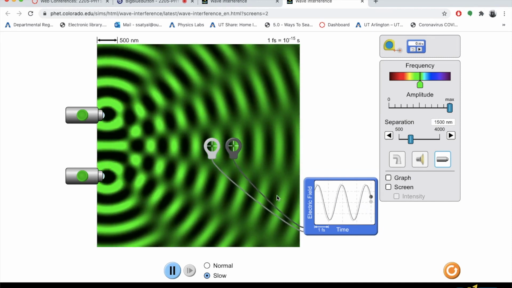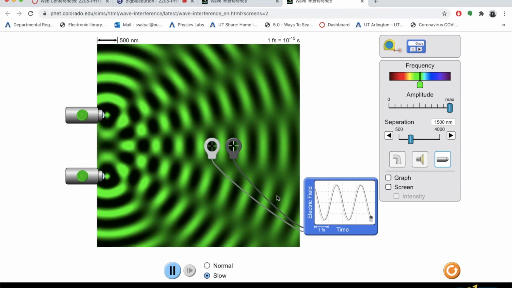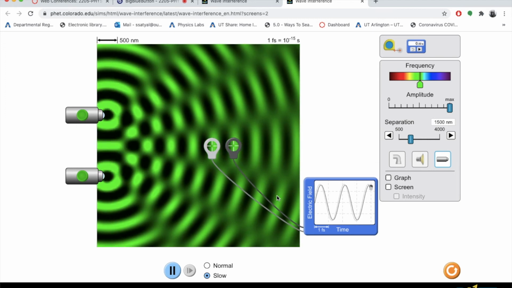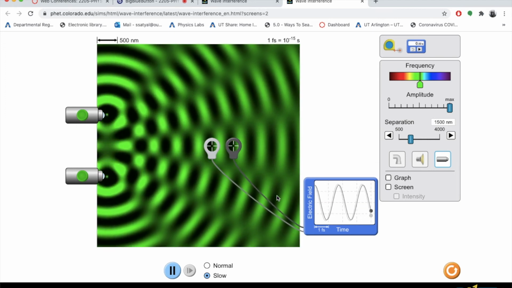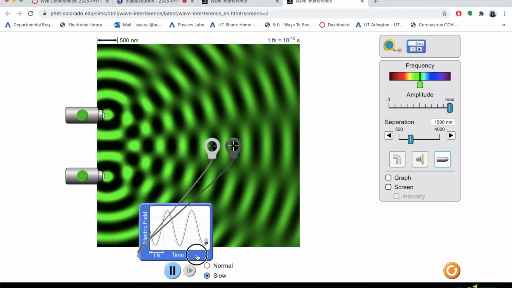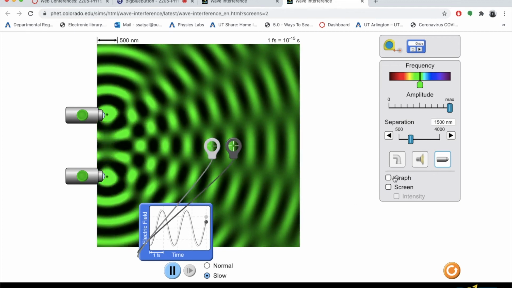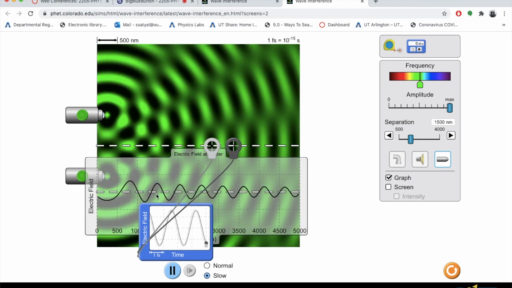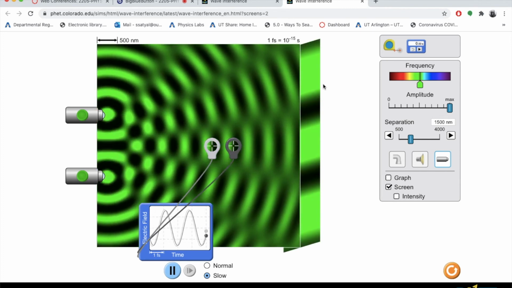When you take a picture of it, you see there's glare in the screen and it's very hard to read the diagram. With a screenshot, it minimizes all those glares and you'll have the best shot. Here for the interference pattern, you can also see the graph, or I prefer the screen here.